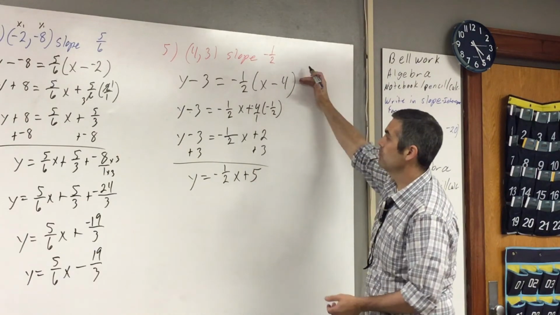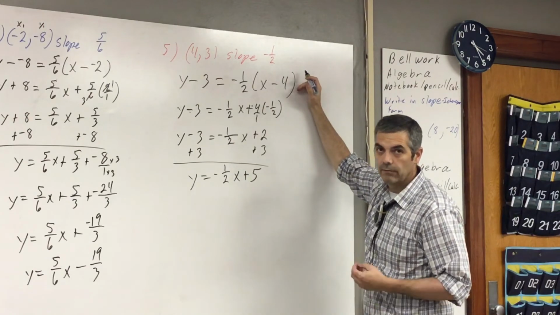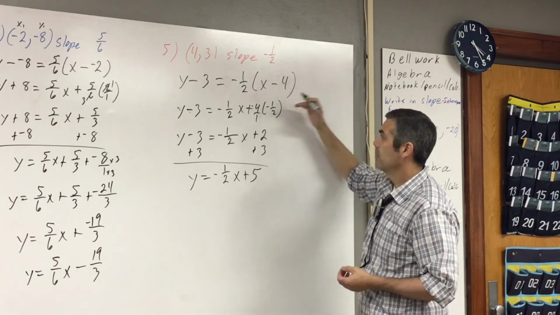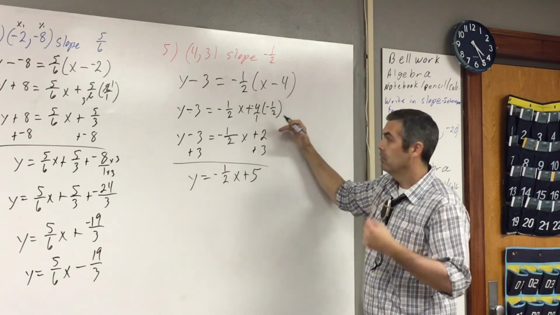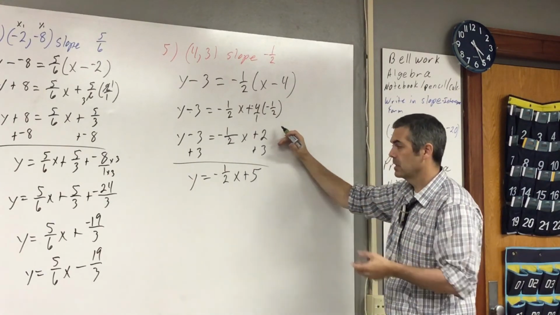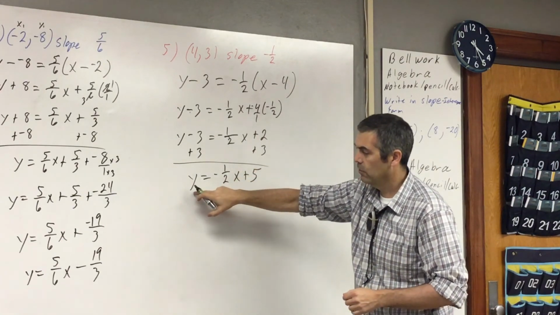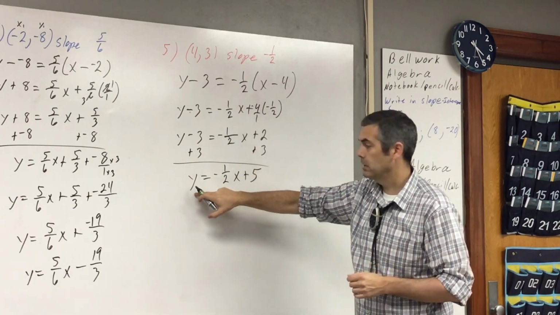Once you get to this point, the rest is things that you have learned. Everything else is things that you've learned. Distributive property, moving things from one side to the other, adding the inverse, things like that. Putting it into slope-intercept form, solving for the y. That's what it is. Okay.